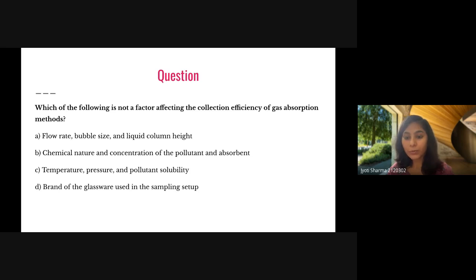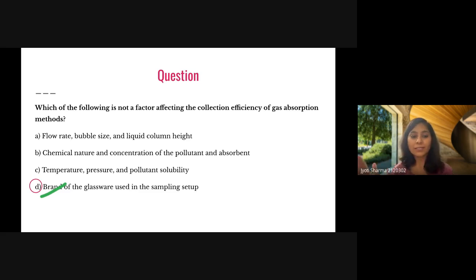Okay, so Venkateshwara gave me D as the answer. Yes, I agree with this. The brand of the glassware. The brand is nothing but the one which is maintaining the flow rate, the bubble size, the temperature and pressure. Some brand may not have that characteristic feature.